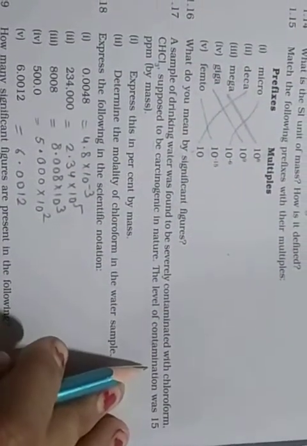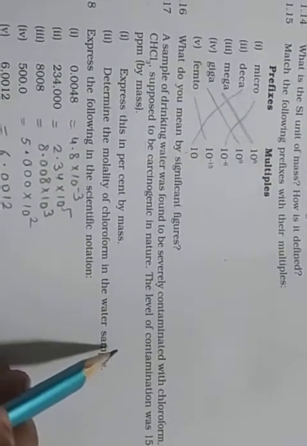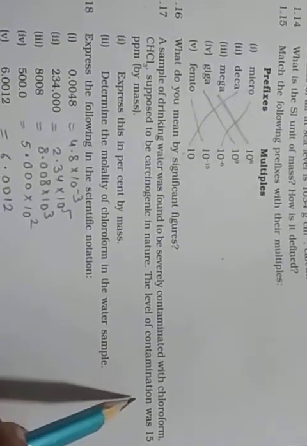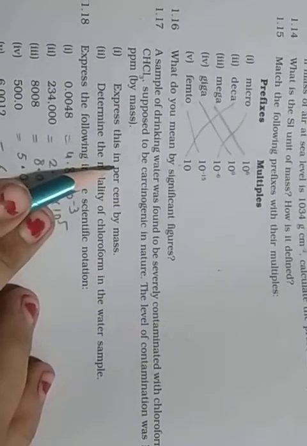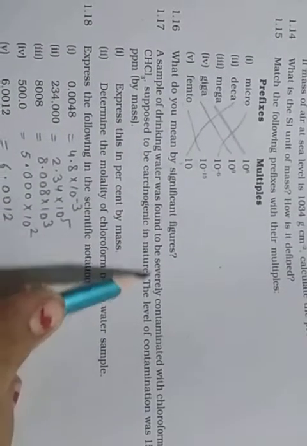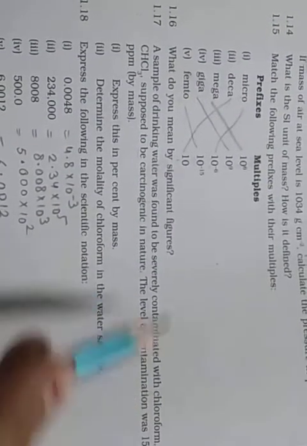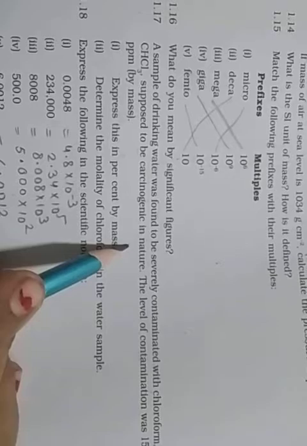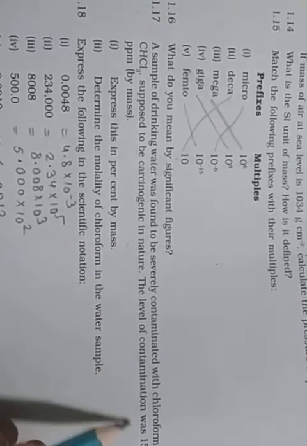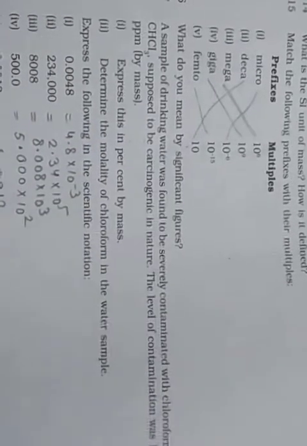Question number 17. A sample of drinking water was found to be severely contaminated with chloroform, CHCl3, supposed to be carcinogenic in nature. The level of the contamination was 15 ppm by mass. First, express this in percent by mass.